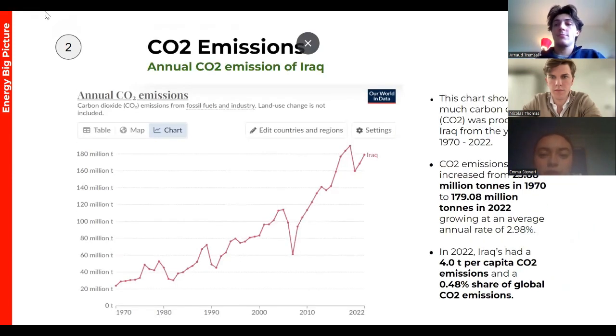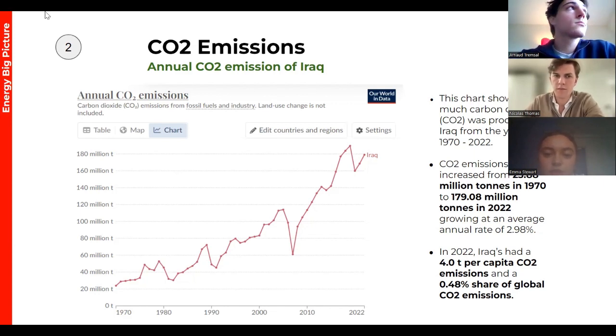Okay, so now looking at how much CO2 was produced in Iraq annually, we can see from the graph that there has been a lot of fluctuation over the years from 1970 to 2022. However, overall, there has been an increase in emissions. In 1970, the CO2 emissions of Iraq were 23.88 million tons. However, as of 2022, it is 179.08 million tons.